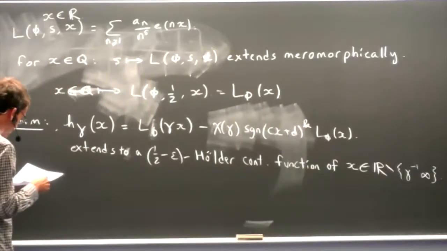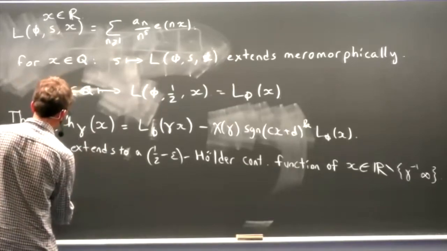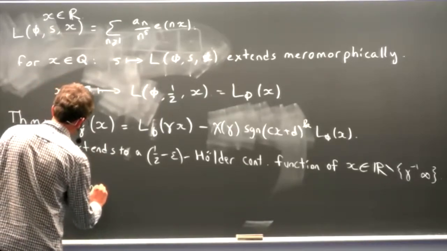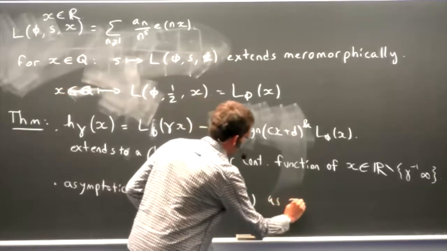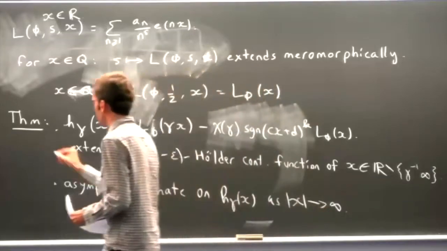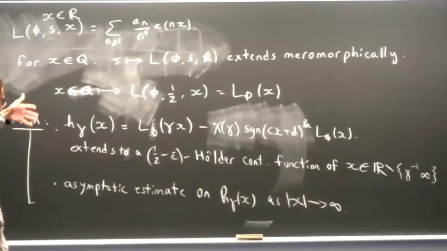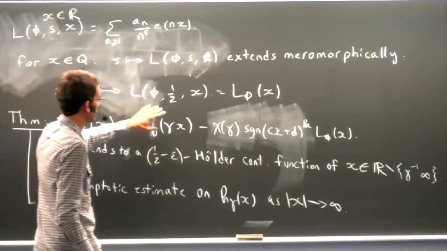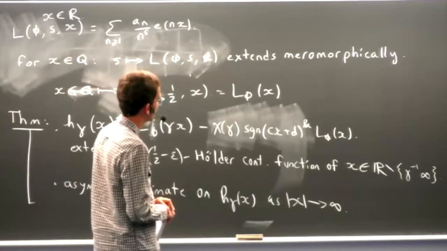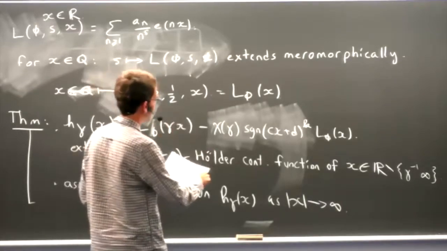We also have another result saying what the size is. We have an asymptotic estimate on the size as x goes to infinity, which is useful in some of the applications. This kind of result says something about the continuity of such a function or differences of such functions.